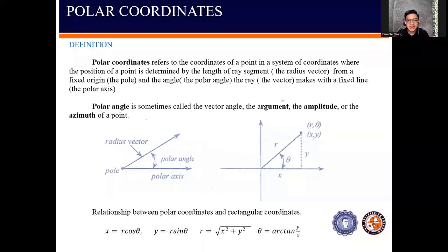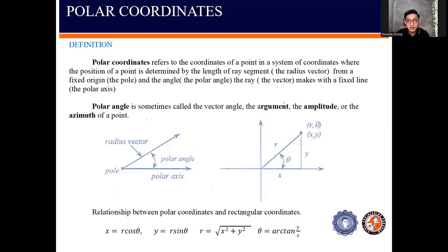So let us proceed with our last topic for analytic geometry, which is polar coordinates. As you remember, our first topic was called rectangular coordinates, right? So polar coordinates refers to the coordinates of a point in a system where the position of a point is determined by the length of the ray segment, which is the radius vector, from a fixed origin or the pole, and the angle or the polar angle the ray makes with a fixed line or the polar axis. So let's compare them quickly.